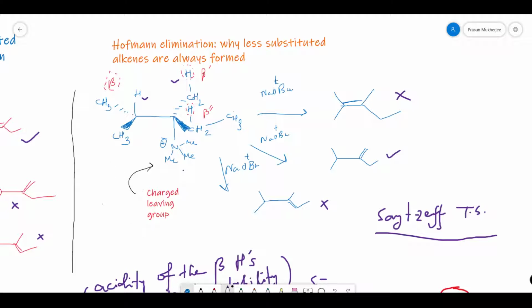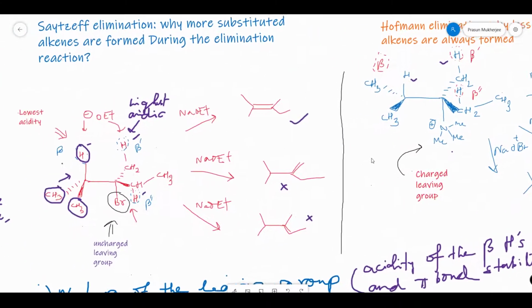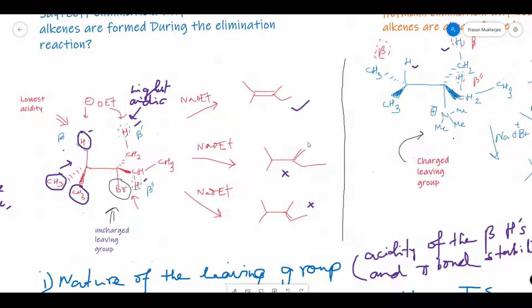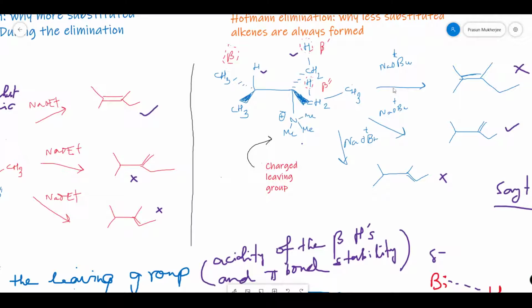So why did our prediction fail for Saytzeff elimination? According to the acidity of the beta hydrogens, the product should be this alkene, but it is not the case. This alkene is formed. So what is essentially the cause? And also we have to remember that in case of Saytzeff elimination the base is sodium ethoxide, and in case of Hofmann elimination the base we have chosen is sodium tertiary butoxide.